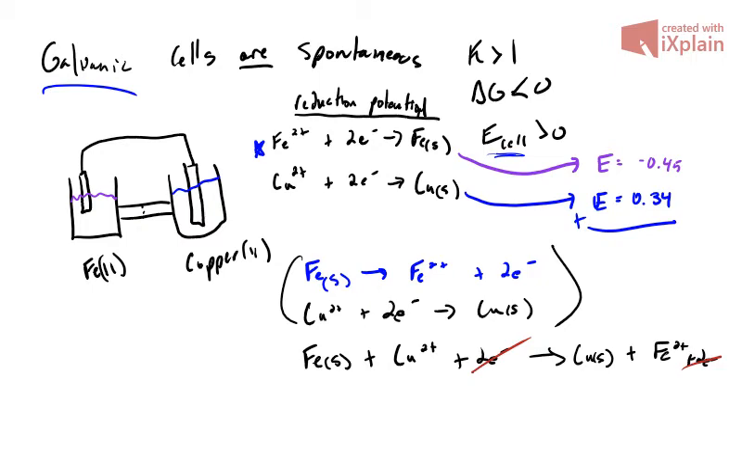Now, we had to flip the iron reaction for us to get a positive cell potential. That's what I was thinking of. And what we do to that E value is we just change the sign. 0.45 is now positive instead of negative. And when you add them together, you get a total cell potential, E cell, equal to 0.79. And these are in volts.